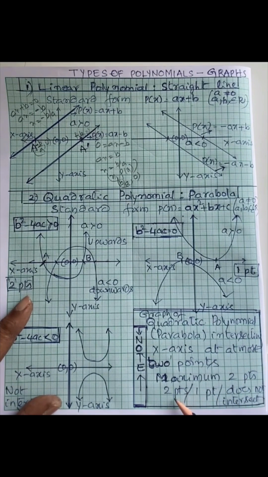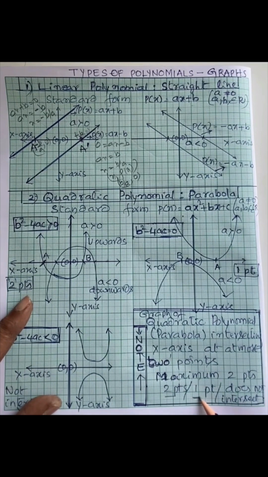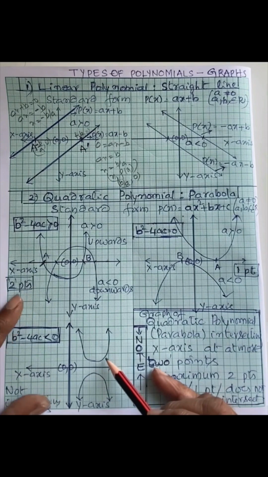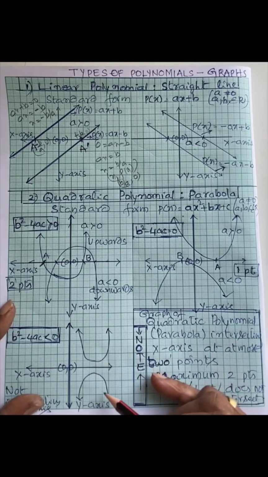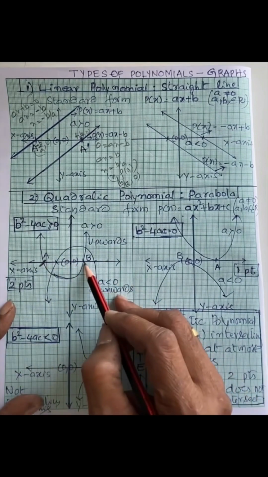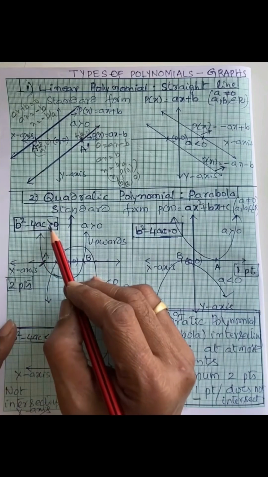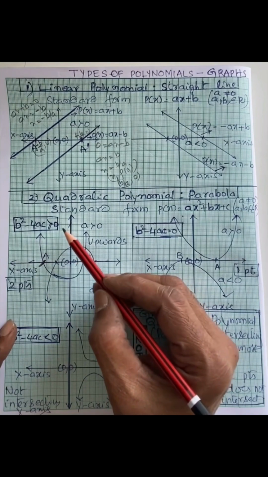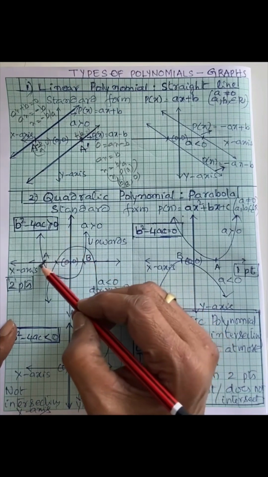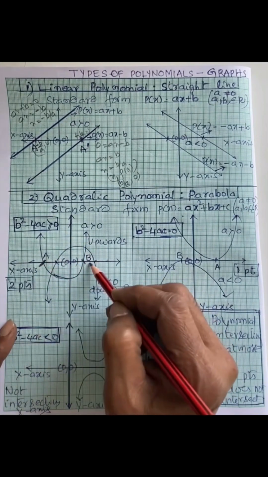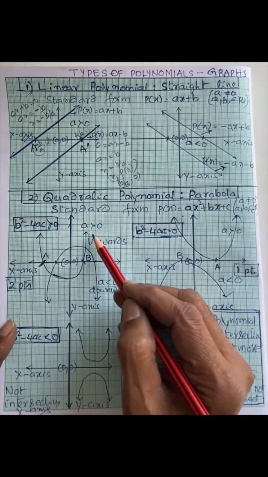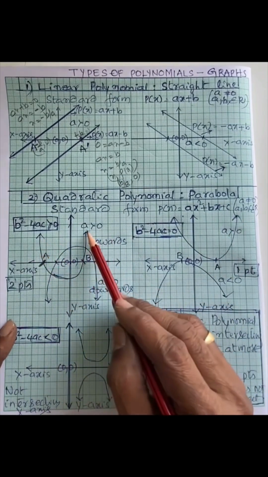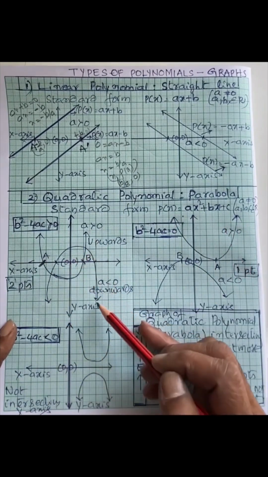It will intersect the x-axis at 2 points, or touch at 1 point, or not intersect the x-axis anywhere. See, in this graph, the parabola is not touching the x-axis anywhere. Here it is touching at 2 points, because the discriminant b squared minus 4ac is greater than 0. The quadratic polynomial will have 2 zeros, which are unequal and real numbers. It intersects the x-axis at 2 points a and b. This is upwards. If a is greater than 0 in ax squared plus bx plus c, the parabola will be upwards. If a is less than 0, it will be downwards.